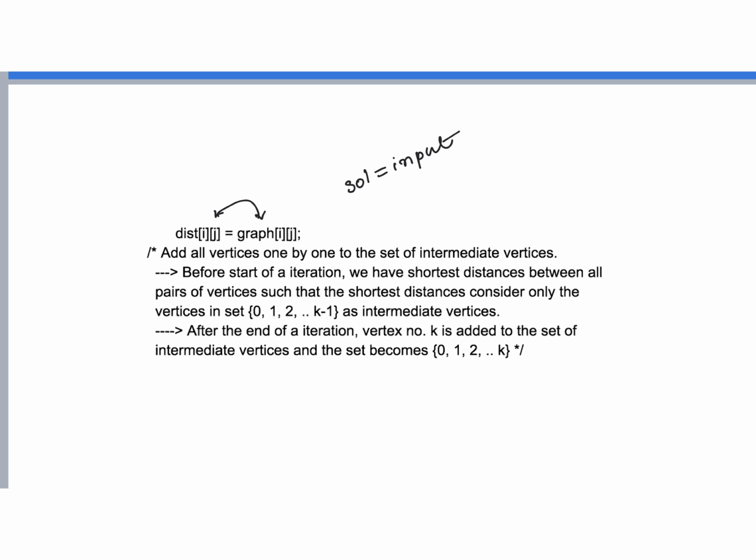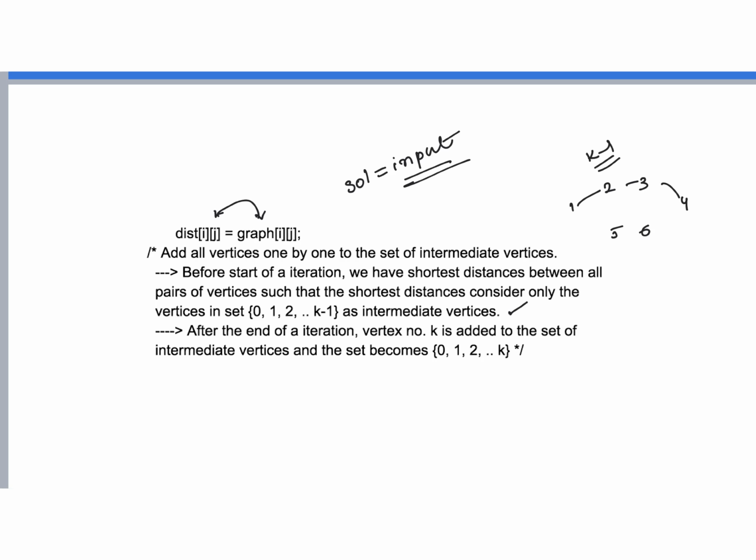Before the start of the iteration, we have the shortest distances between all the pairs of vertices, that is the input graph, such that the shortest distances consider only the vertices in the set 0, 1, 2 to k minus 1 as intermediate vertices. So we have to go to k minus 1. We talked about why we should do this, why we select 4 instead of 5, 6 in the example 1, 2, 3. Why do we do that? Because they were k minus 1. So that's what it's saying.